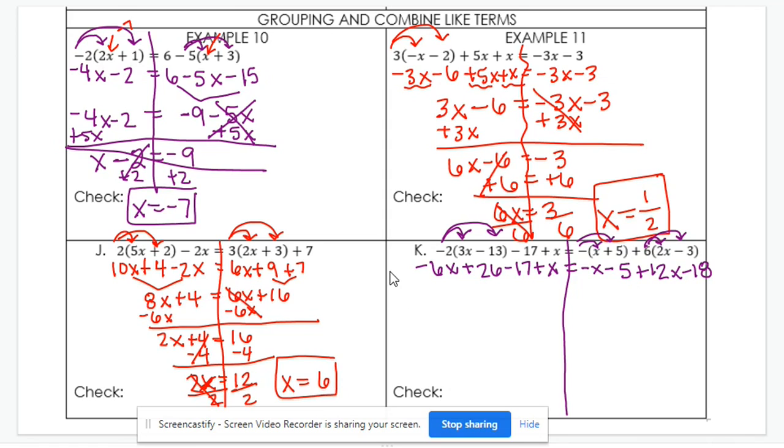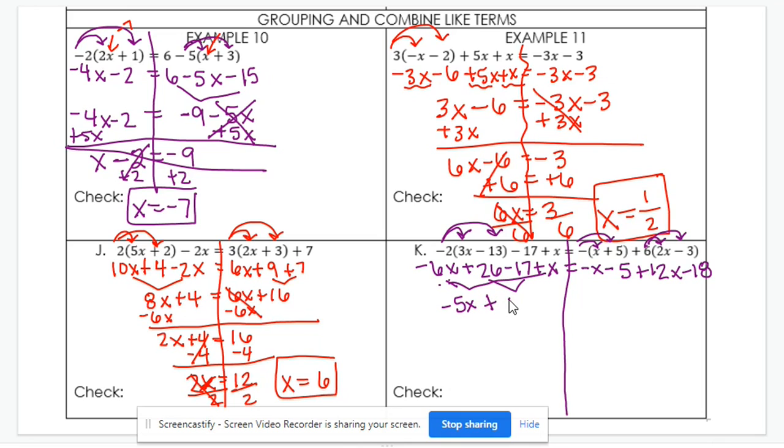All right, lots of like terms to combine. So let's start with negative 6x and plus x. That would be negative 5x. So this went with that. And now I'm going to combine these two. Positive 26 and negative 17. That gives me a positive 9.